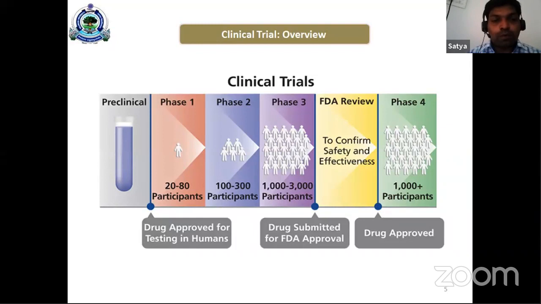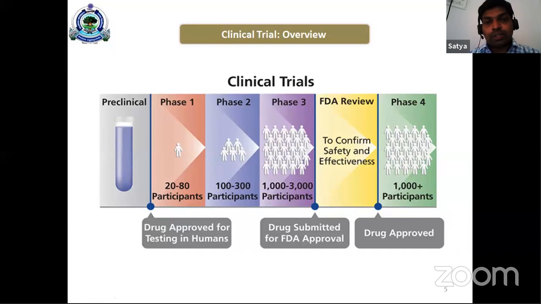Once you perform the phase one study and get promising results, you go for the phase two trial. The phase two trial is generally conducted in 100 to 300 participants. The main objective is to understand efficacy, how your drug is working on patients. Once you get the results from phase two, you go for phase three trials. It is conducted on a large scale and requires around 1,000 to 3,000 patients. Again the objective is to understand safety as well as efficacy, as evaluated in the earlier studies.